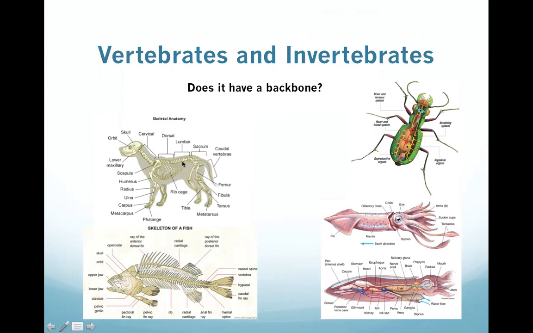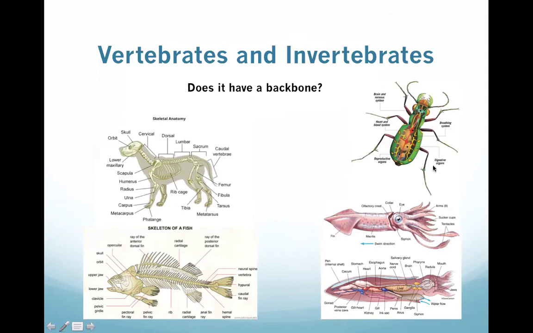So this is a skeleton of a dog, and when we're talking about the backbone, we're talking about the vertebrae back here. Same thing with fish. They have vertebrae, that spine that goes right through the middle of their back. If you reach around, you can feel your own spine going up and down your back.